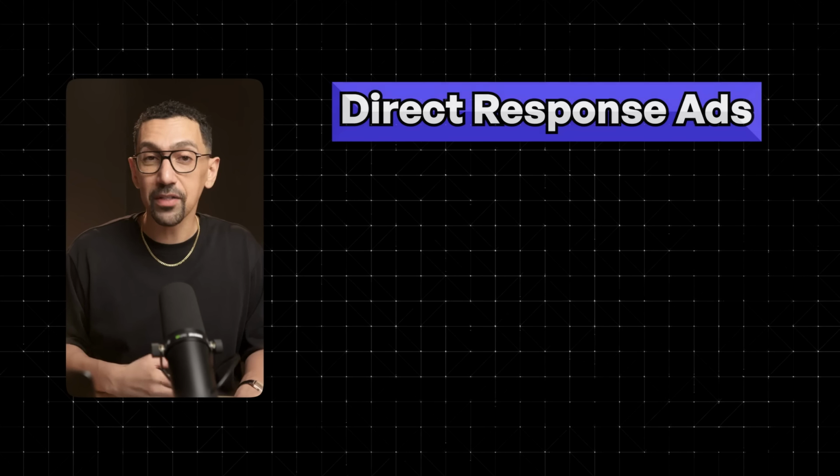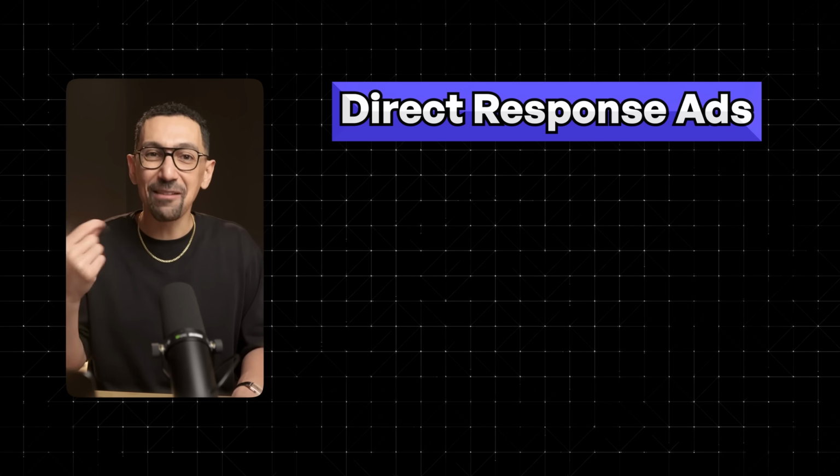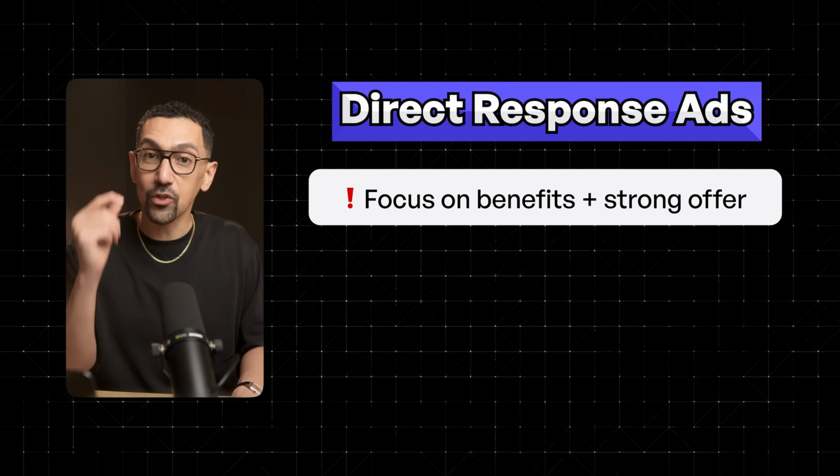Now, how do you customize these for different goals? So these workflows are fast, but they're not a one-size-fits-all. You could customize the output based on what you're trying to achieve. So for example, for direct response ads, if your goal is immediate conversions, getting people to click and buy, you're going to want a script that's focused on the benefits and include a strong offer.